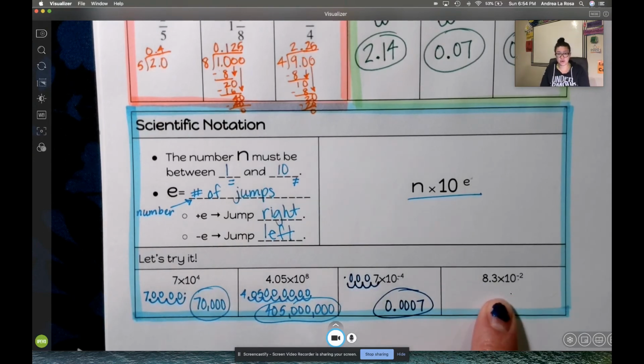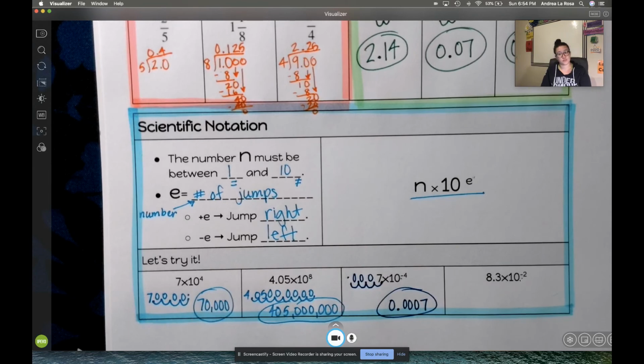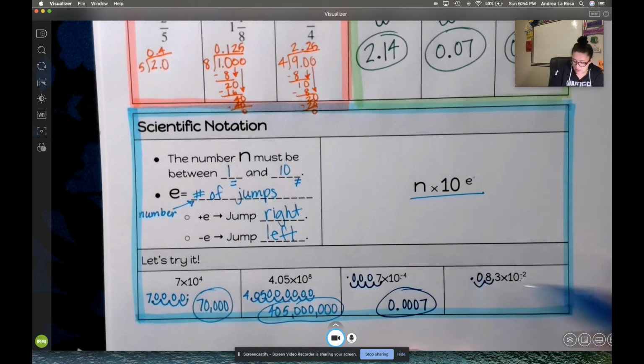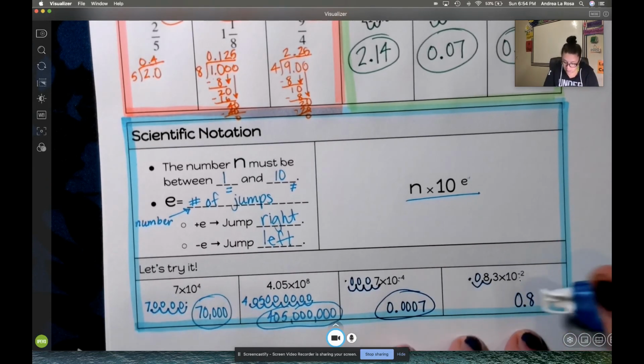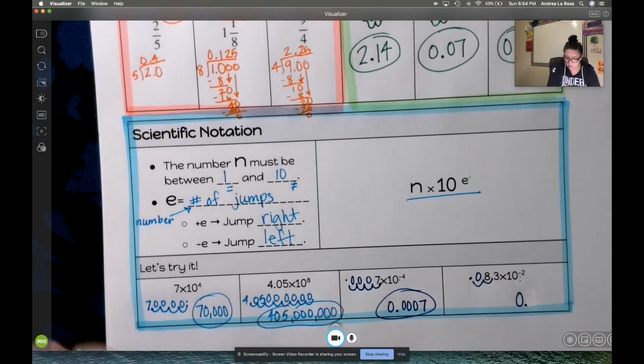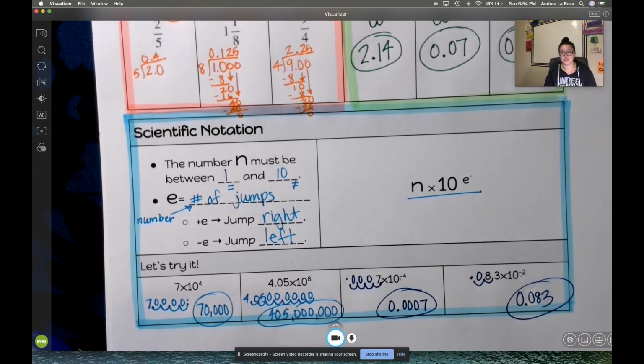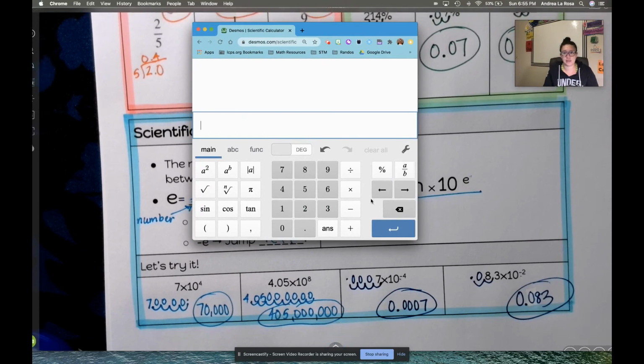And then the last one, 8.3 times 10 to the negative 2. Pause the video. Try this one out on your own. Put an X in the chat when you got it. I move my decimal point 2 times to the left. So I get 0. Oh, Andrea. Again, yay, whiteout. So I get 0.083 for my decimal. This one I think should work in the calculator because our exponent's not very big.